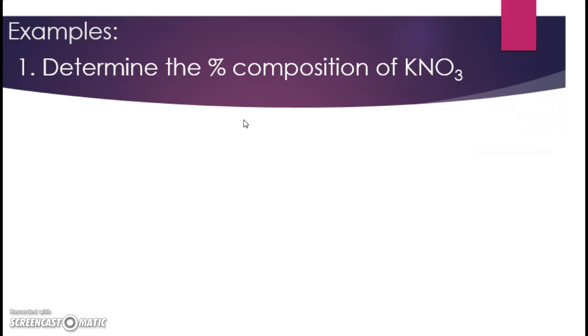Now, there's a quick way of checking these when you do a problem like this. You can check and make sure that all these add up to 100, just to know if you're doing things right, okay? Alright, so that's essentially how we go about these problems. So that's how you would determine the percent composition of potassium nitrate.